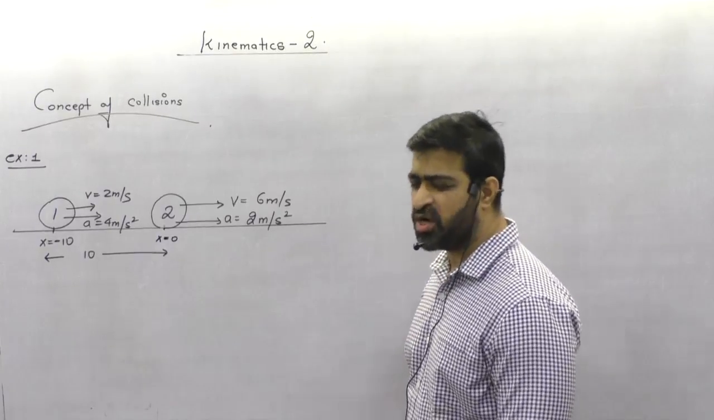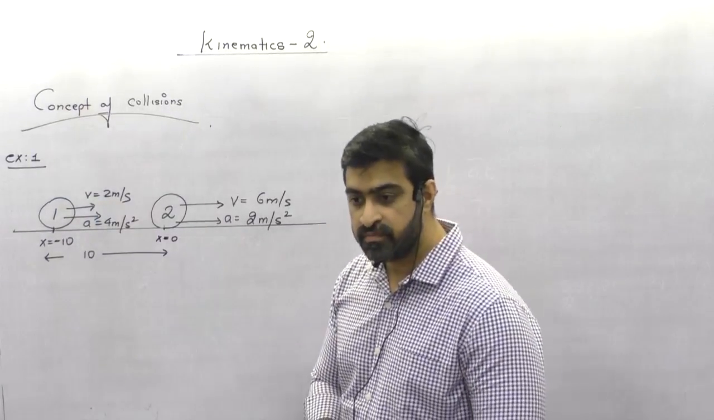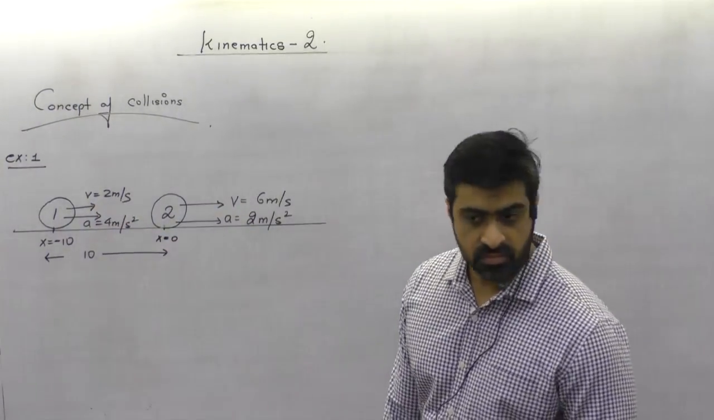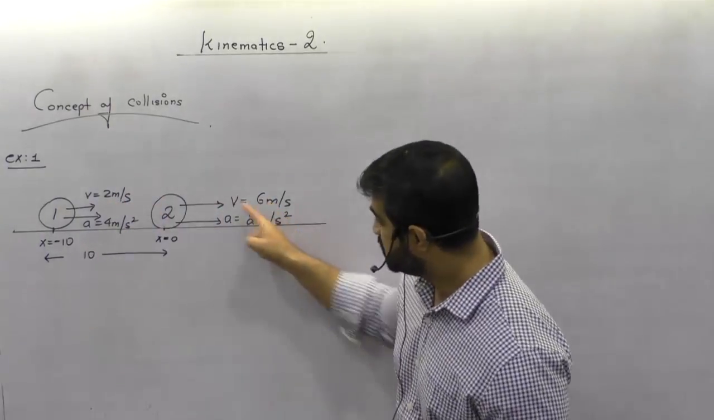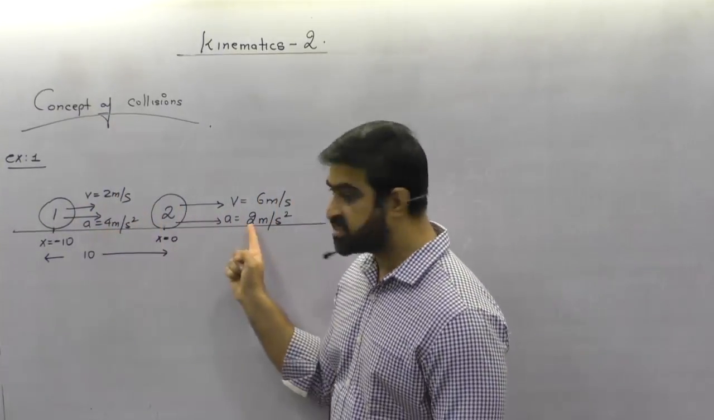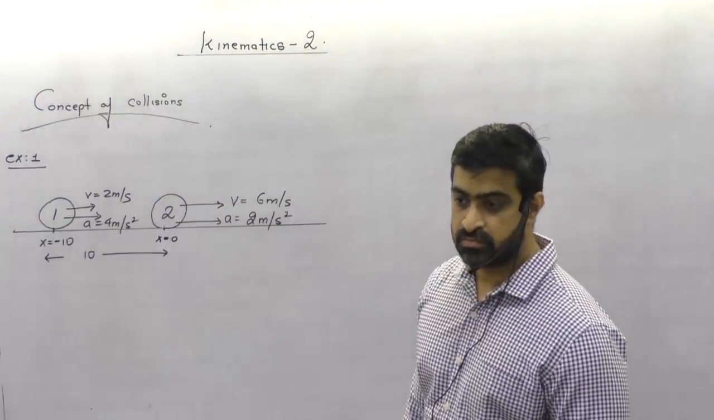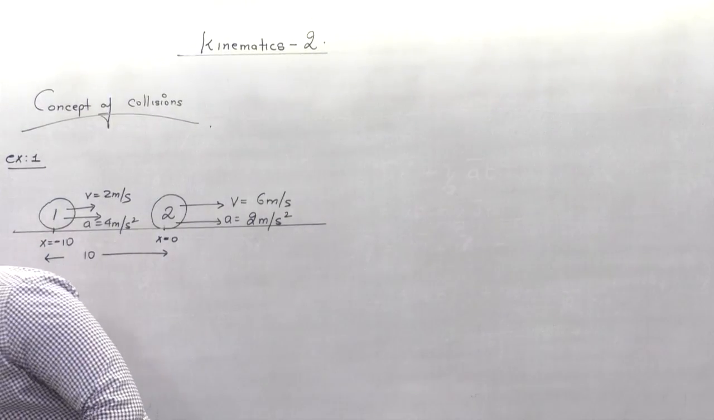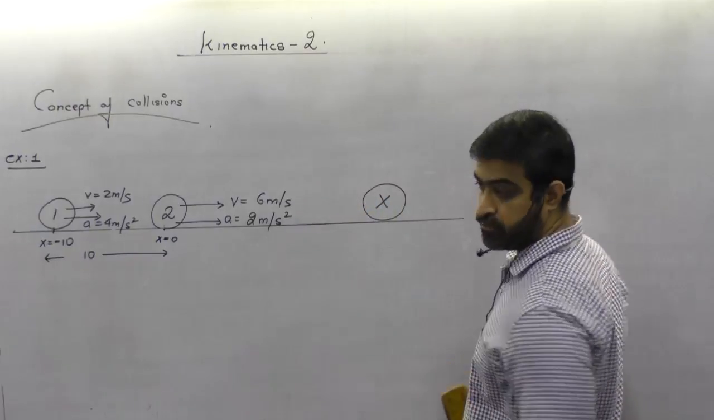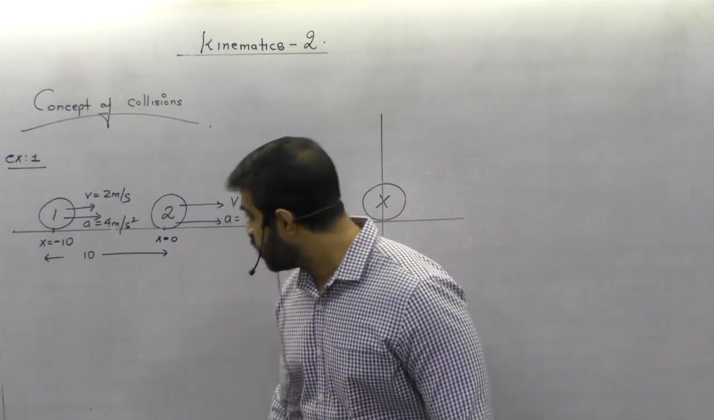Now, the first question for us: will this one catch up with the other? For catching up, after some time, V1 should be greater than V2. Then only it will be able to catch up. Now, the first speed is less and the second is more, 2 and 6. So initially one is going slower and the other faster. But the acceleration of the first is 4 and of the second is 2, so its speed will increase at a higher rate. So for meeting, for collision, somewhere over here, which we don't know, is the collision point. We know that for this to happen, V1 should be greater than V2.